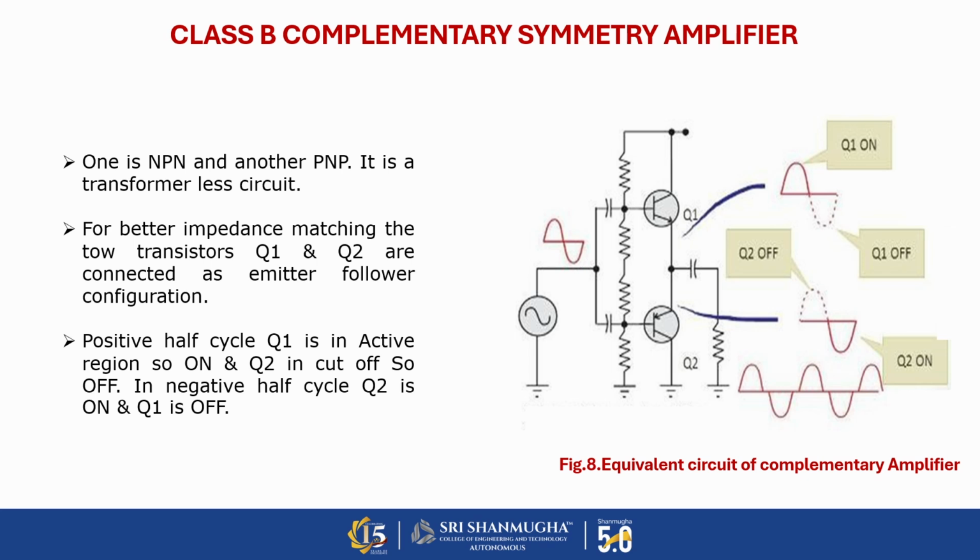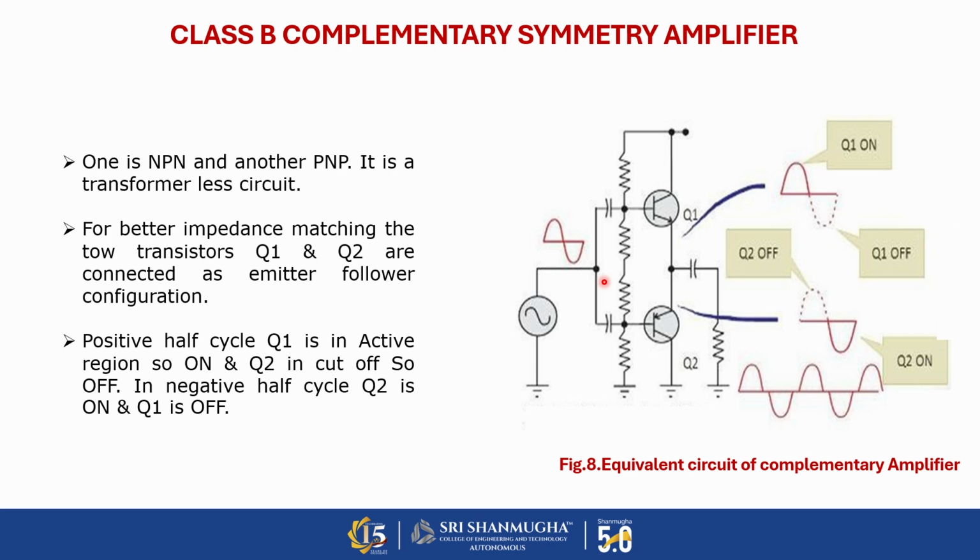And next one, class B complementary symmetry amplifier. In class B complementary symmetry, we are using two transistor stages, denoted as Q1 and Q2. There is no transformer in the class B complementary symmetry. A transformer is not utilized in this type of class B power amplifier.